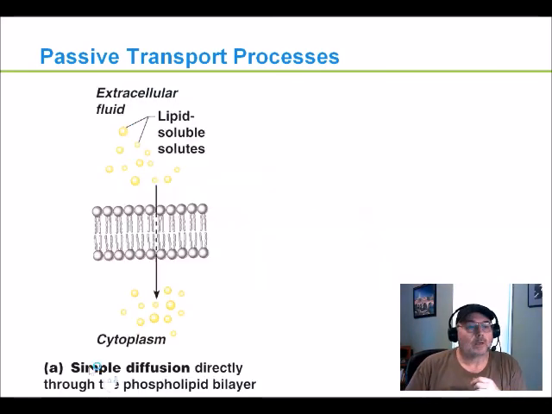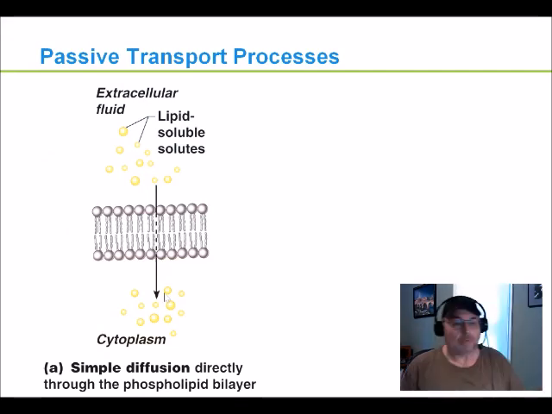Now, things that can do this: lipid-soluble materials can go through the phospholipid bilayer. So a substance like alcohol, which is lipid-soluble, passes directly from the bloodstream right into the cell without any control or regulation whatsoever.